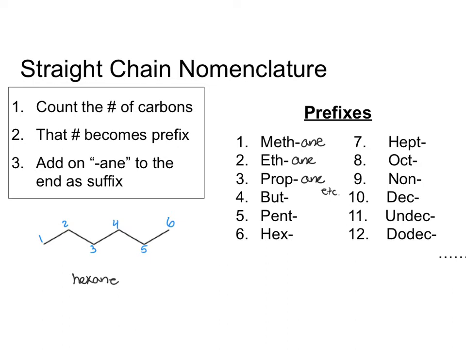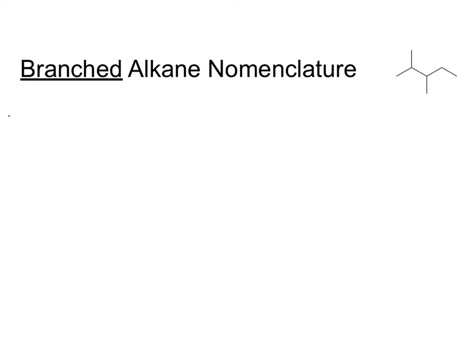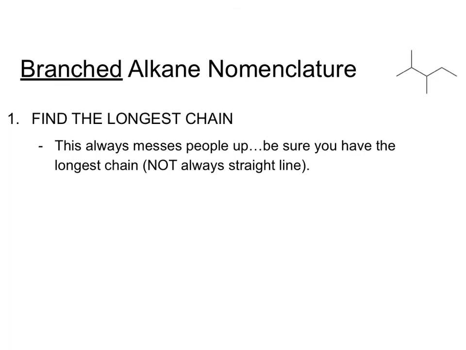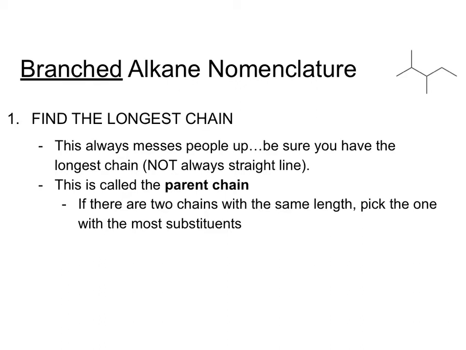So when looking at how to name a branched alkane, the first most important thing is to find the longest chain. And so this often messes people up. I tell people, don't fall into the straight line trap. Sometimes that longest chain is not always in a straight line. So you really need to look at the molecule in depth and be able to identify what the longest chain is. That longest chain is called the parent chain, and if you have an example where there are 2 chains of the same length, you're going to pick the one that has the most branching, the most substituents on it.